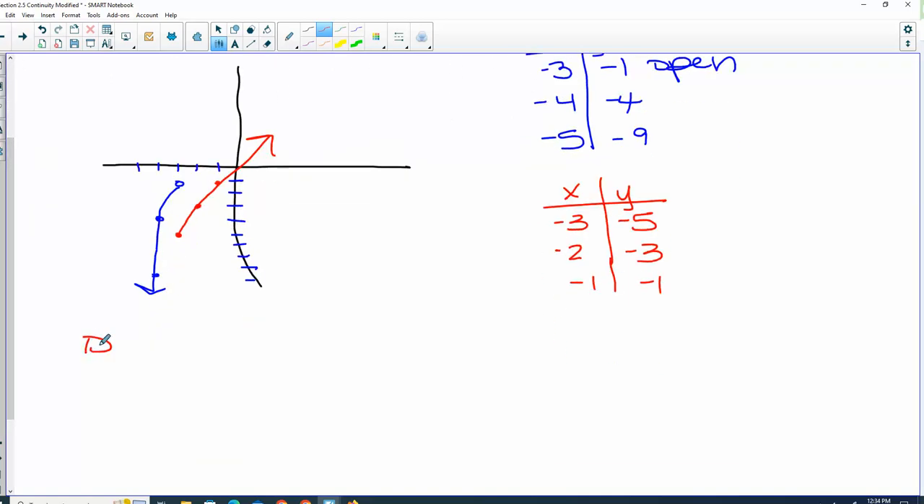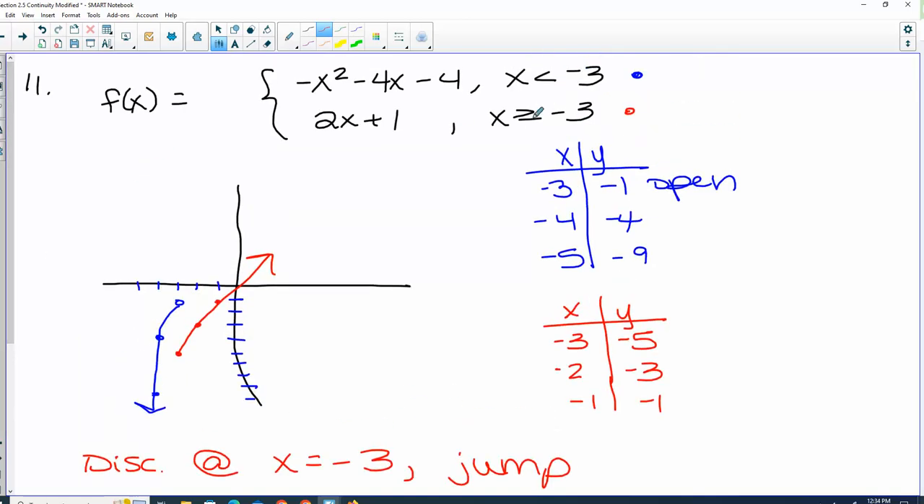So this is discontinuous at x equals -3. And classify it. What type of discontinuity is that? Jump. And I told you jump typically happens on a piecewise where one piece is a less than and one is a greater than. So we're going to jump from one to the next.